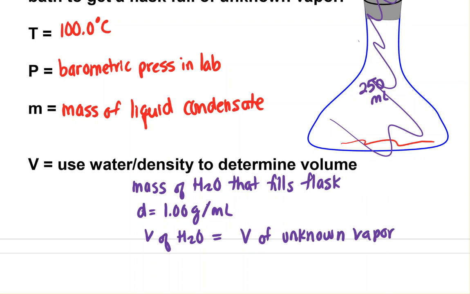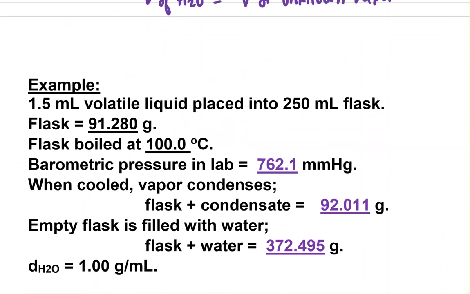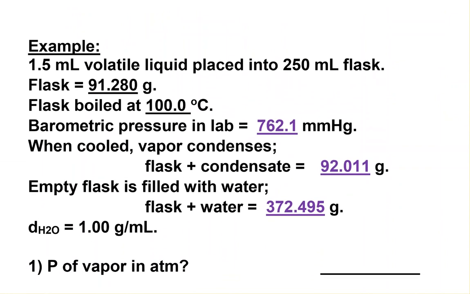Okay, and at that point, then you can plug in to the ideal gas law and get your answer. So let's look at an example calculation. Okay, a lot of given numbers here. First of all, when we start the experiment, you're putting 1.5 milliliters into a 250 milliliter flask. These numbers don't matter because we're giving you enough liquid that will fill the flask, but some of it leaves.